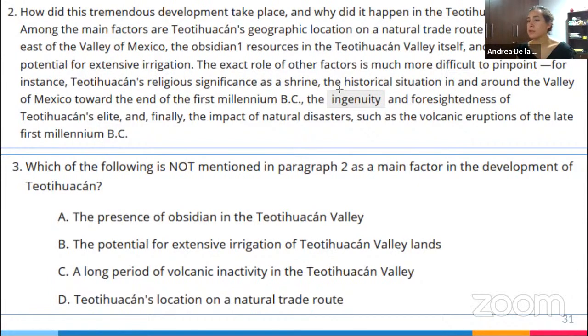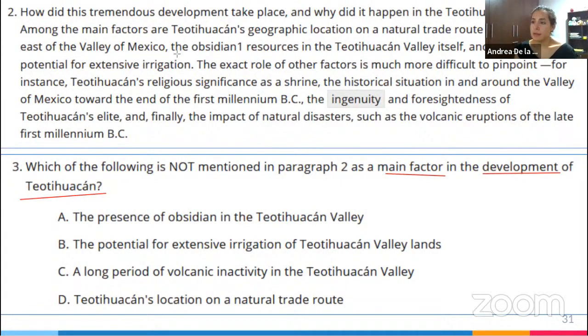So what you have to do first is work exactly in the same way as we did before. So ask yourself, what are the main factors in the development of Teotihuacan? We need to find at least 3 because we have 3 answer choices that are not the ones. So we look for the main words, the keywords. Factor, development, Teotihuacan. Okay? Always the nouns.